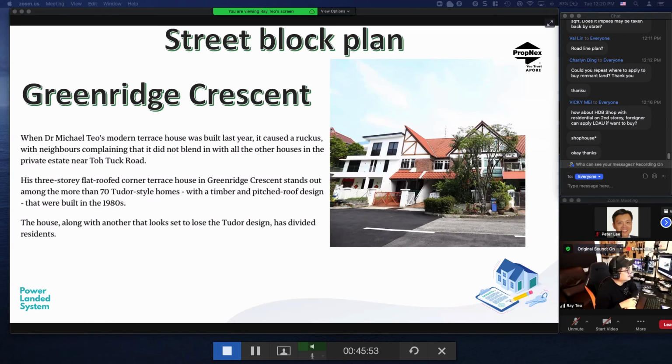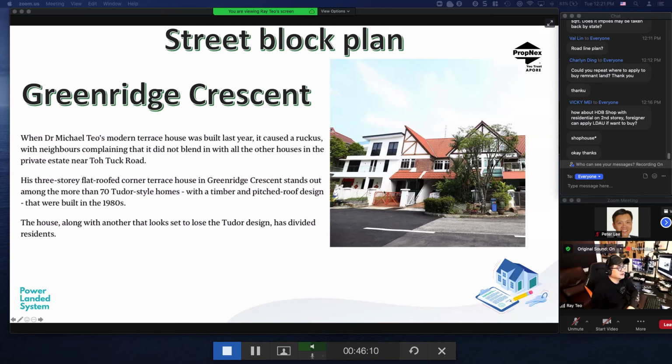Another street, this one is not in your notes, you can screenshot later on. I added this one this morning. I'm very dedicated. Before every training, I try to see whether I have more things to teach you. So I added on this Greenwich Crescent.